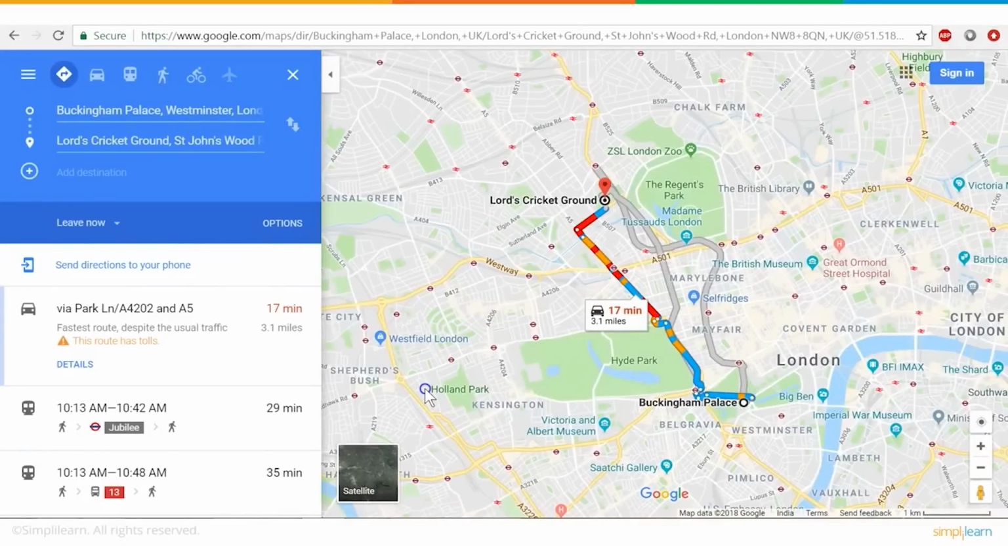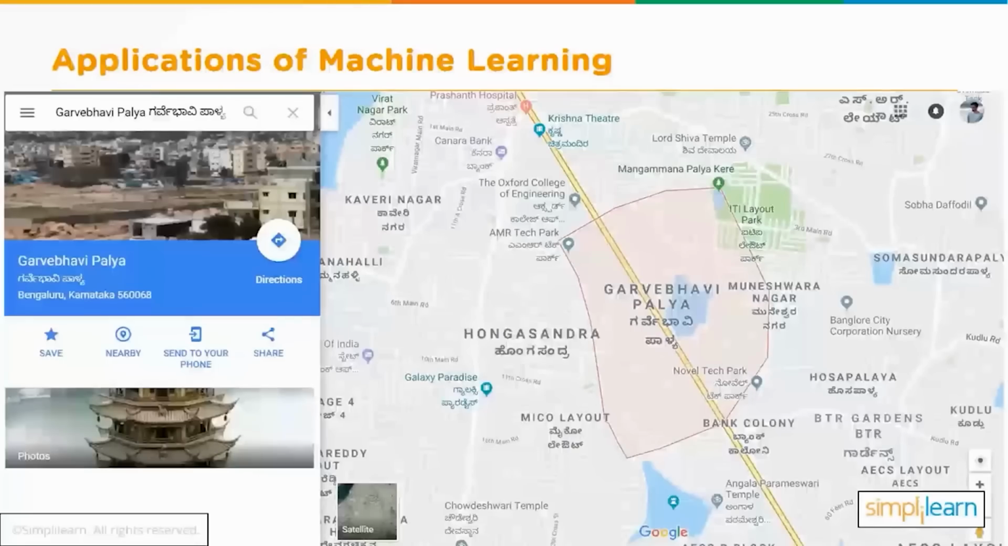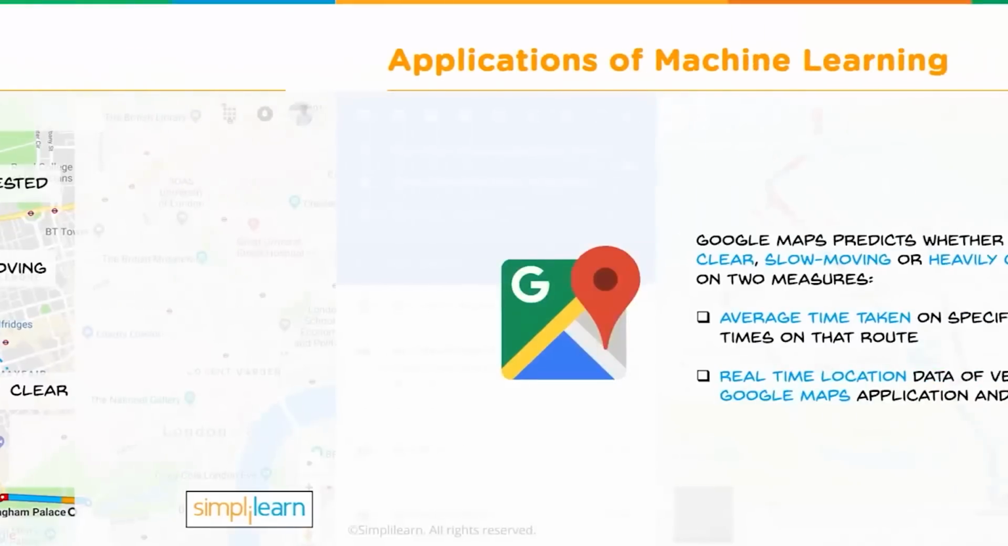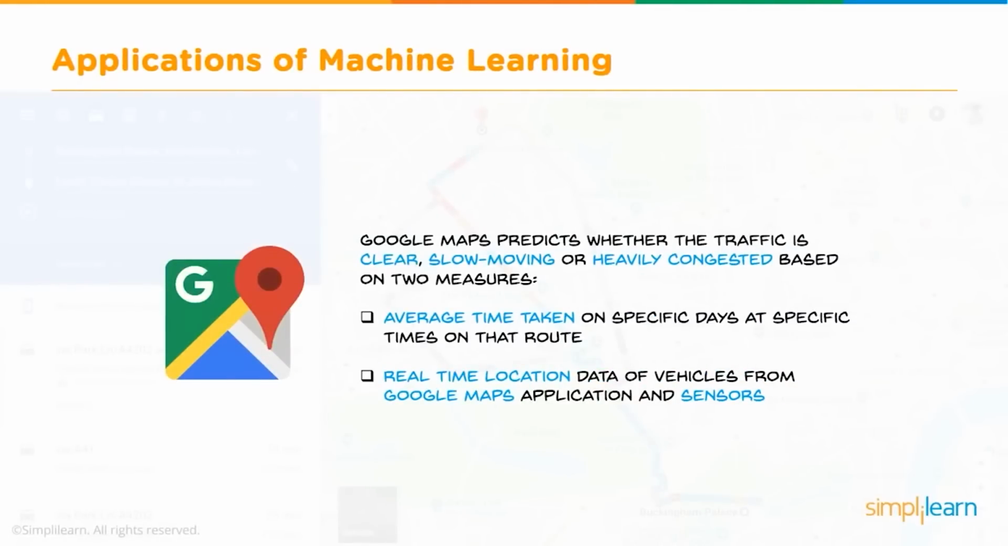Here the map is a combination of red, yellow and blue. The blue regions signify a clear road, that is, you won't encounter traffic there. The yellow indicates slightly congested and red means heavily congested. Let's look at a different version of the same map. Here, as I told you before, red means heavily congested, yellow means slow moving and blue means clear.